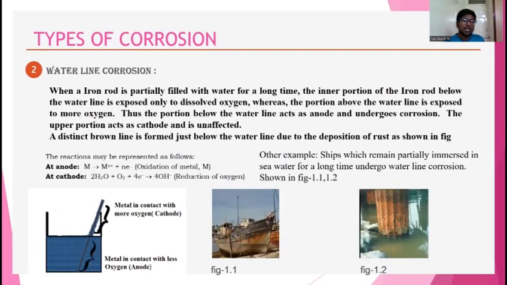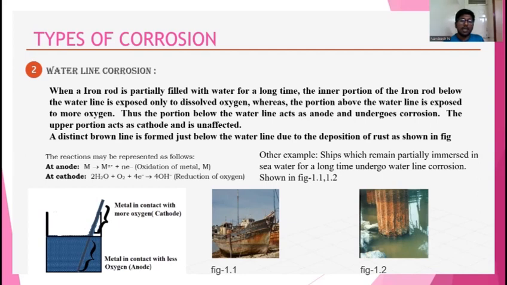Another type of corrosion, waterline corrosion. When an iron rod is partially filled with water for a long time, the inner portion of the iron rod below the waterline is exposed only to dissolved oxygen, whereas the portion above the waterline is exposed to more oxygen. Thus, the portion below the waterline acts as anode and undergoes corrosion. The upper portion acts as the cathode and is unaffected.